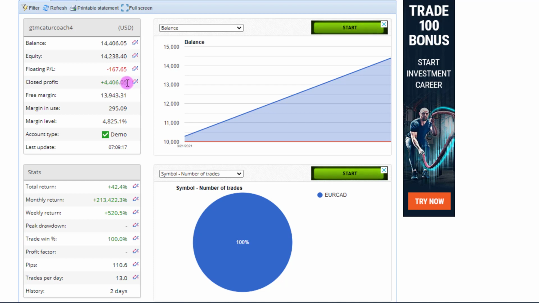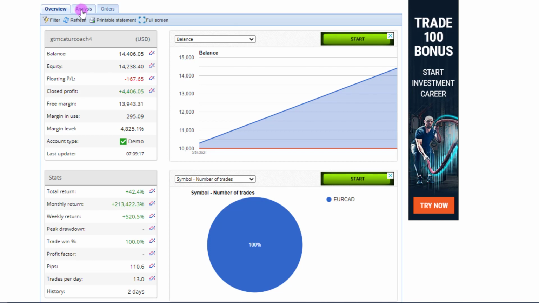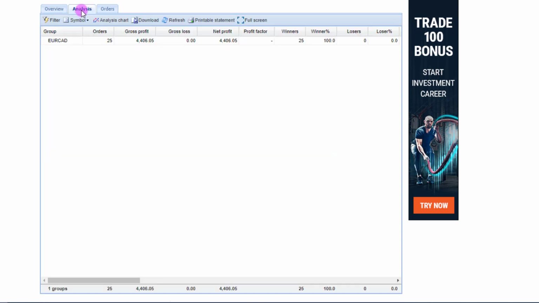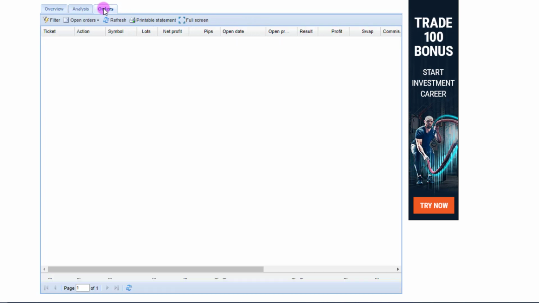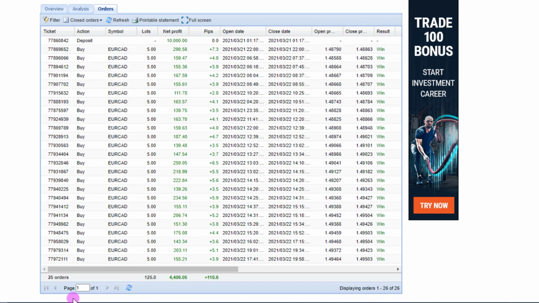So let's go and have a look at the details of that 4,400 and even the details of the floating open trades. So the first thing I'll do is I'll look at analysis, and it says that there were 25 closed deals making up that 4,400 gross profit. Now if we want more detail about the gross profit, we then go to orders, and we then click on closed orders, and there we are. There are the 25 orders that have been closed, and you can see there's the amount that was banked, and you can also see the pips that were gained during this process.